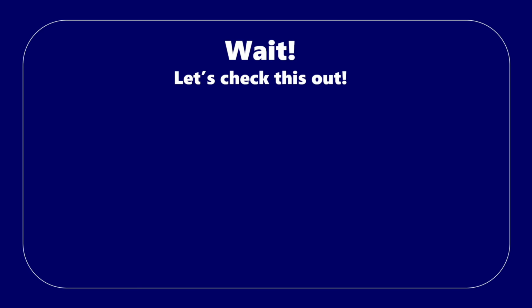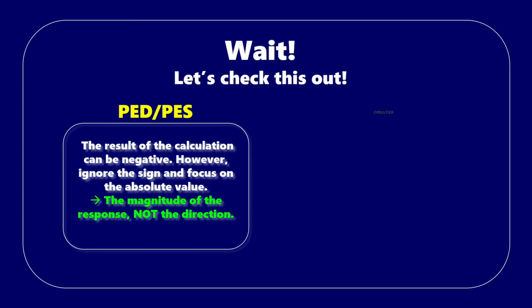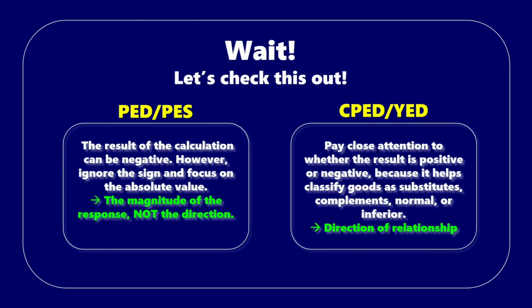Before we move on, this is really important. For PED and PES, the answer you calculate can be negative, and that's normal. For PED and PES, ignore the sign and focus on the absolute value. What matters here is how responsive quantity is to price changes, not the direction. So for PED and PES, look at the magnitude and not direction.